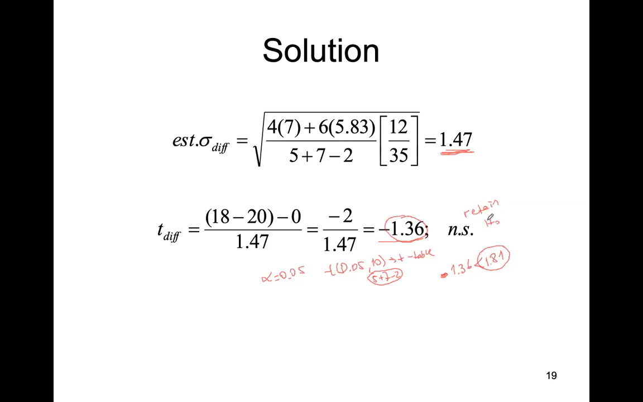Değil mi arkadaşlar? Why did I retain H0? I keep it because I do not have enough evidence against it. The evidence, like the difference between these two groups, are equal assumption or hypothesis. I will keep that assumption. I will retain that assumption.